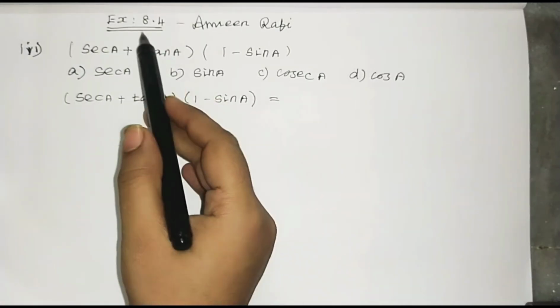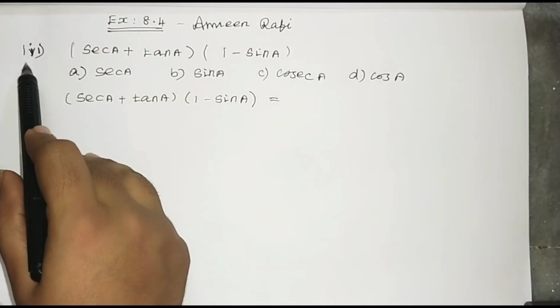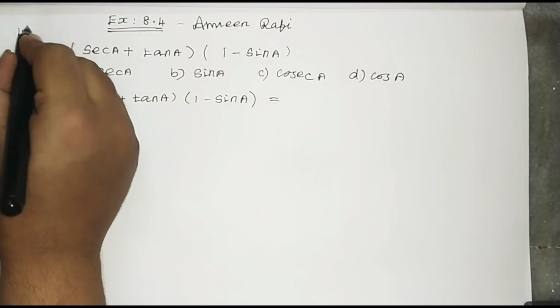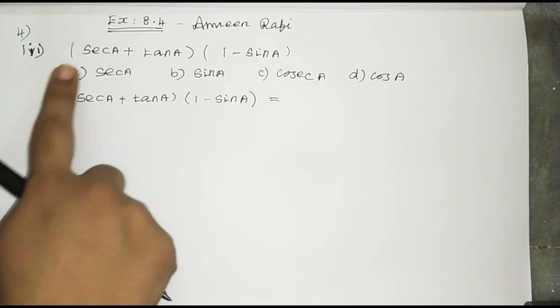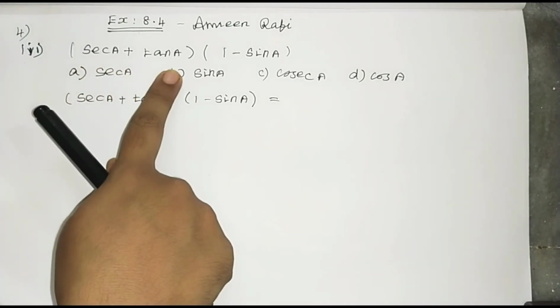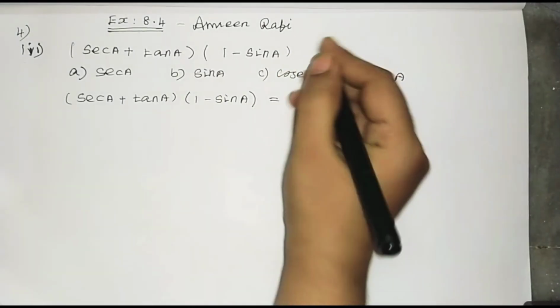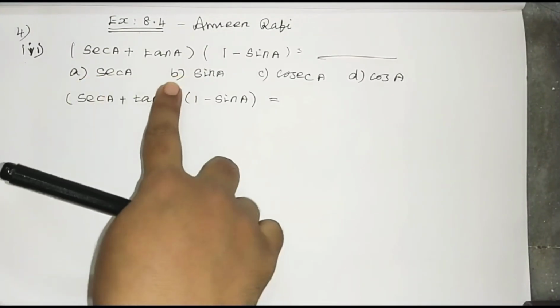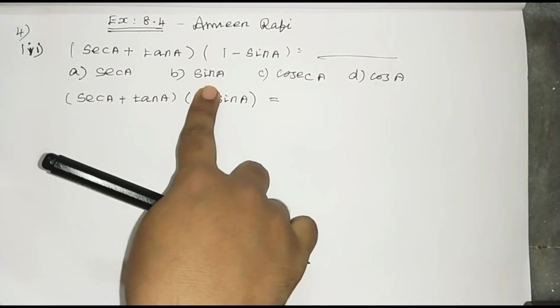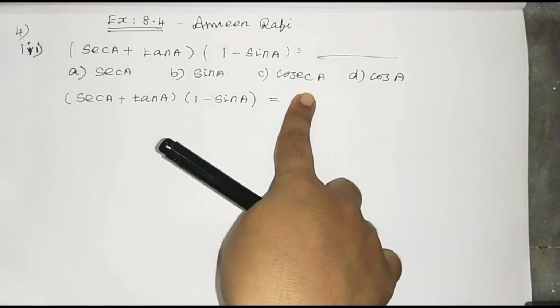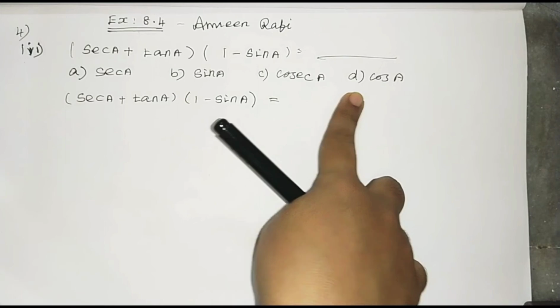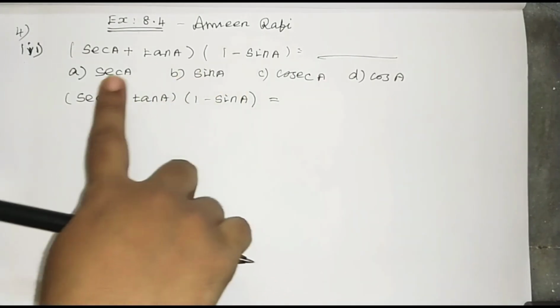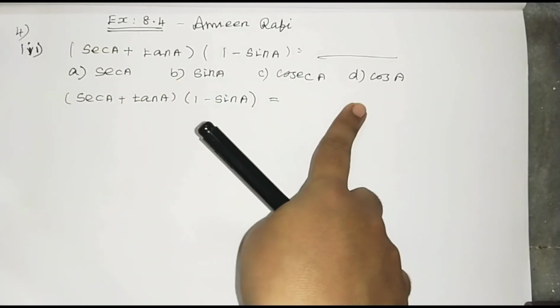Exercise 8.4, question number 4. Choose it. The third one: (secant A plus tan A)(1 minus sin A) equal to dash. Option A, they are given secant A. Option B, they are given sin A. Option C, they are given cosecant A. Option D, they are given cos A. So we have to find out which is the correct answer.